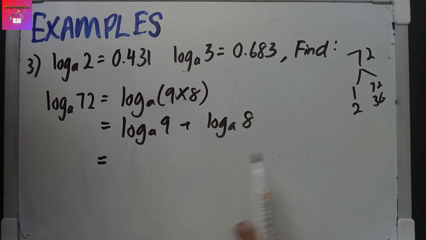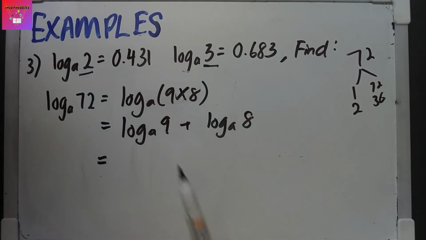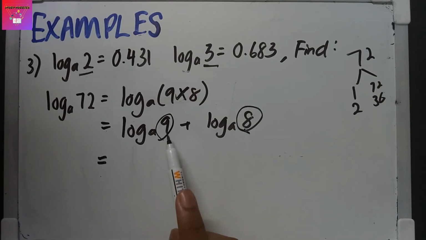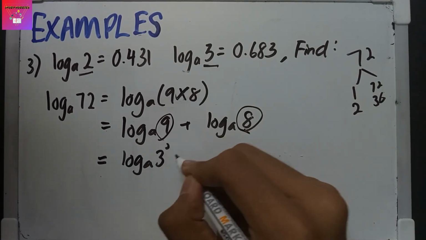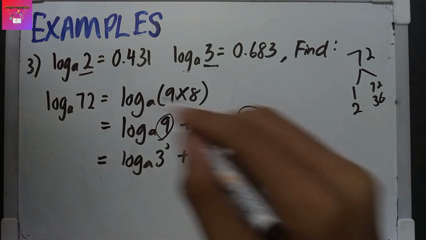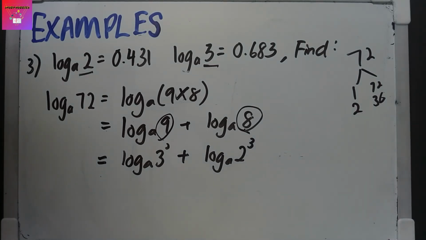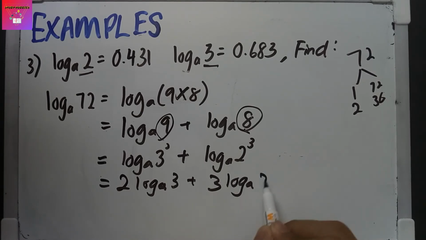With this information I can definitely answer this question, but the problem is the question has only provided numbers 2 and 3. So what I should do now is change these numbers into 2 and 3 respectively. So 9 I can change to 3 by doing this, log₃3², which brings us to 9, plus 8 I can change to 2 by making it log₃2³. As I mentioned before, just bring the powers to the front. So 2 log₃3 plus 3 log₃2.